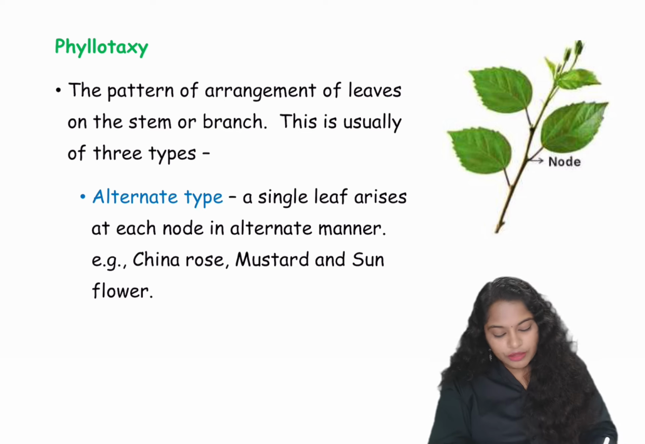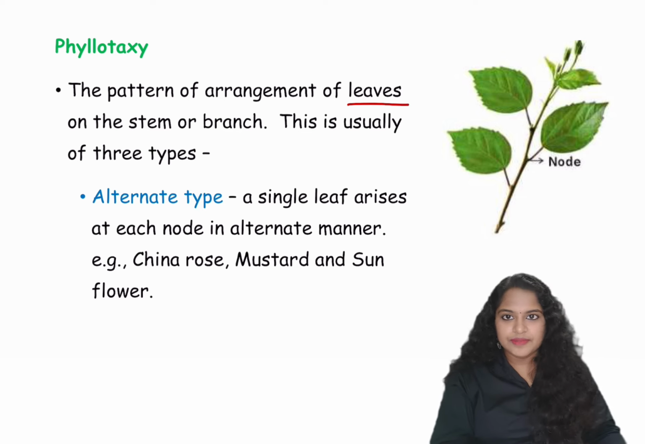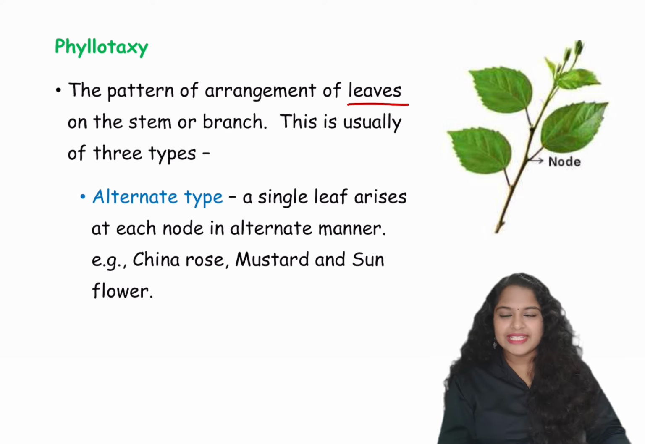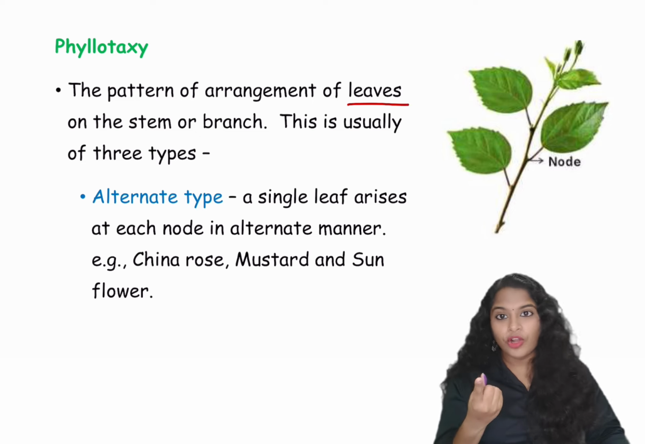Now we will see what phyllotaxy is. It is the arrangement of leaves on stems or branches. This phyllotaxy is of three types. One is alternate, then you have the opposite, then whorled. What is the alternate type of phyllotaxy? One leaf arises from a single node, and that too in an alternate pattern. This is called the alternate type of phyllotaxy.